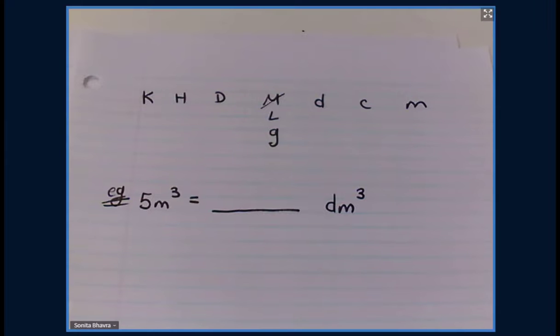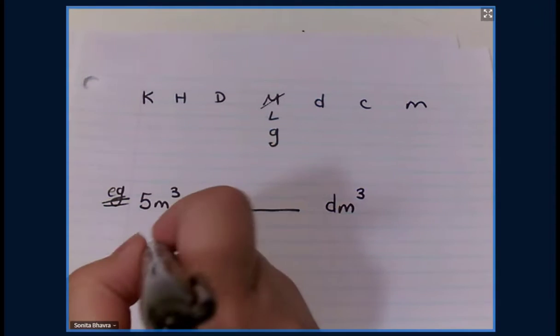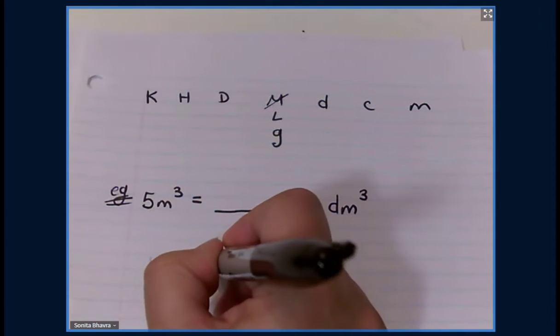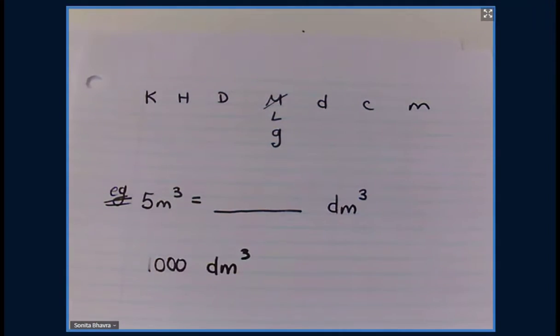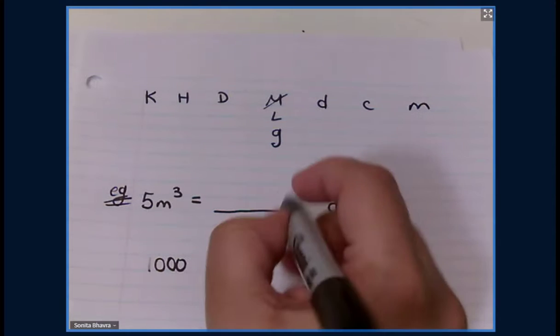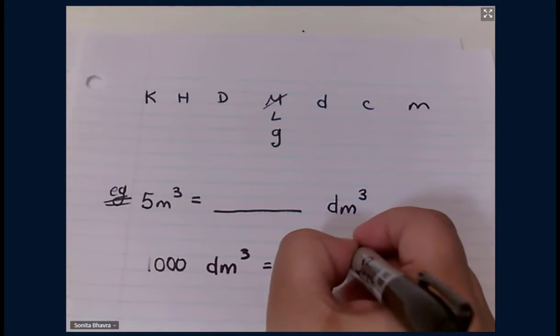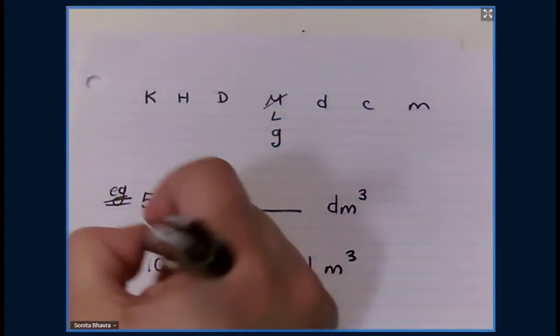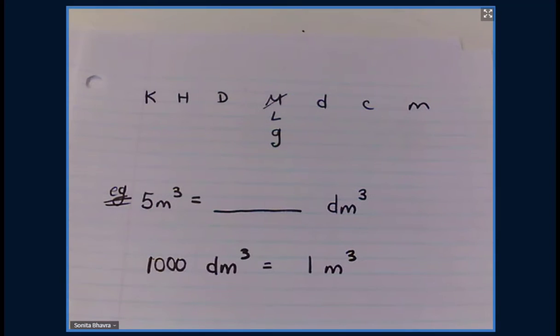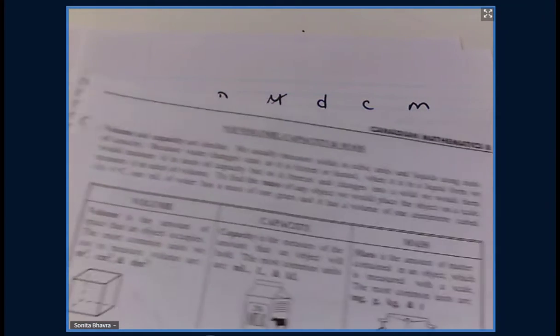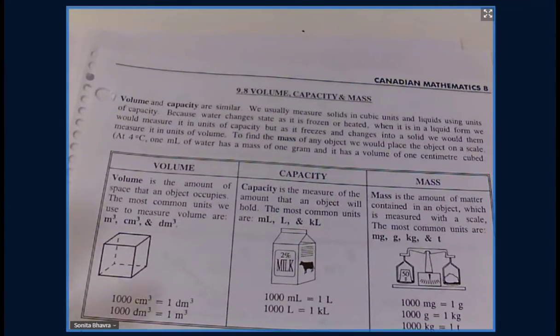So our first example, we have 5 meters cubed, and we need to change it to decimeters cubed. So today we're just going to use the conversions that are given to us in our chart. So we know from our chart that 1,000 decimeters cubed is equal to 1 meter cubed. And we're getting that straight from the conversion in our chart that was given to us under modules right here.